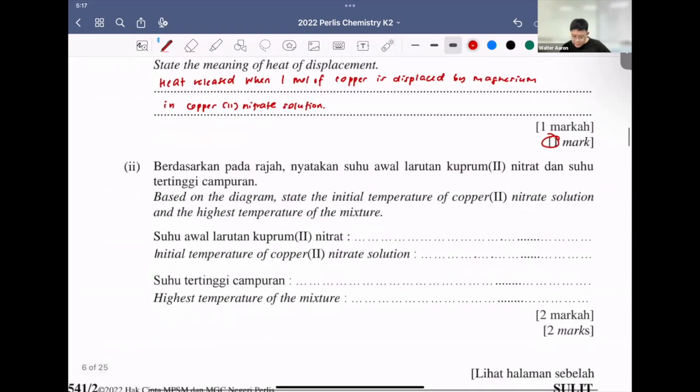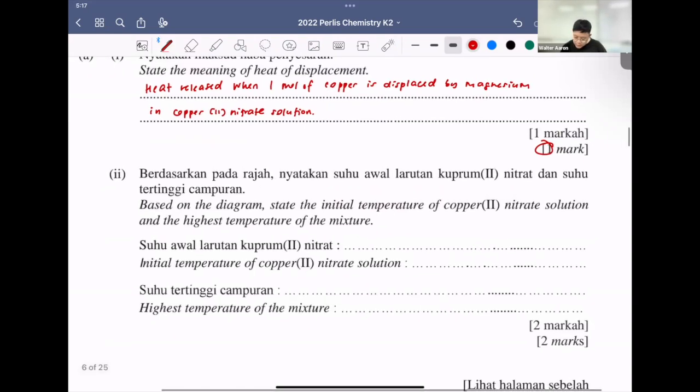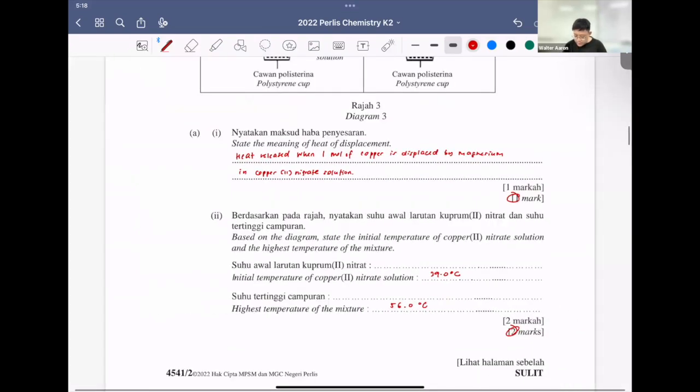Okay. Based on the diagram, state the initial temperature of copper nitrate solution and the highest temperature. So the initial temperature of the solution should be technically 29 degrees Celsius, and the second one should be 56 degrees Celsius for the highest temperature achieved. They get 2 marks over here.